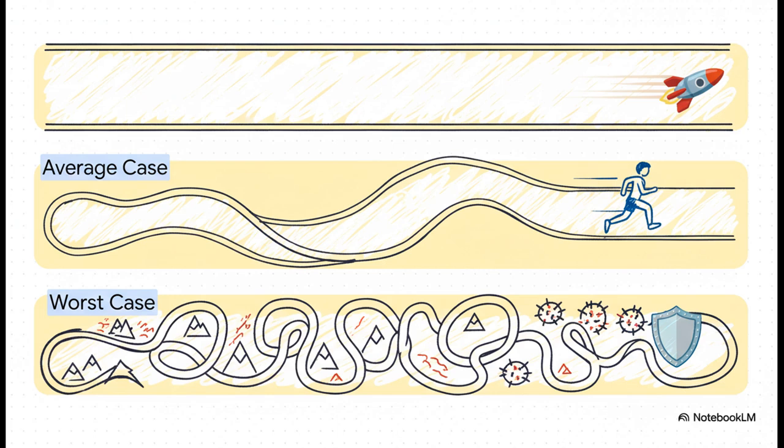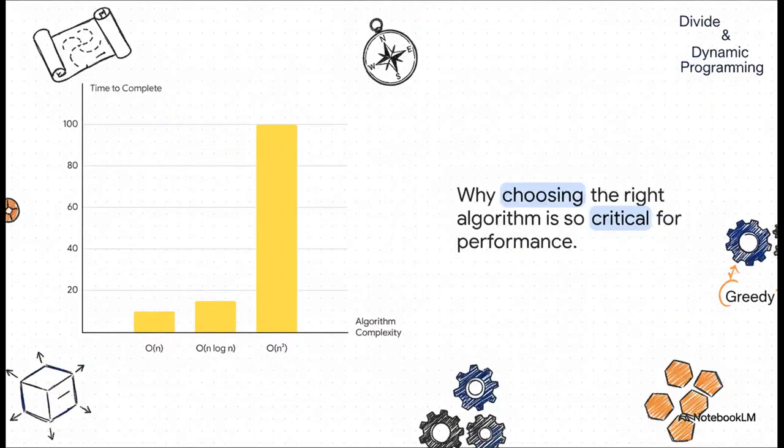And within that language, we usually look at 3 different scenarios. You've got your best case, which is when everything goes perfectly, the average case, which is what you'll probably see day to day, and then there's the worst case. We actually focus on this one a lot. Why? Because if your algorithm can handle the absolute worst case scenario gracefully, you know you've got something solid and reliable.